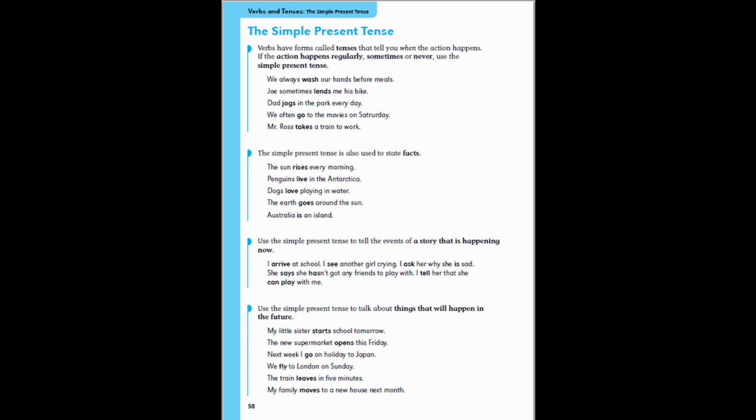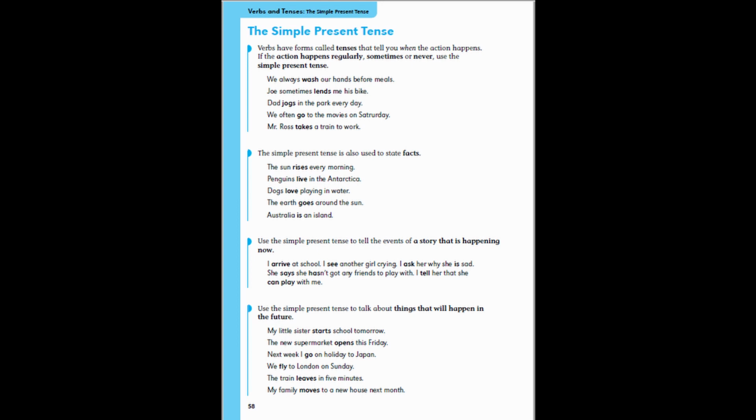So let's take a look at simple present tense. Now, I've explained this to you before, I guess. If I haven't, we'll go over it again. So, verbs have forms called tenses, that much everybody knows, that tell you when the action happens. Tenses tell you when something is happening, whether it be right now, in the future, or in the past.